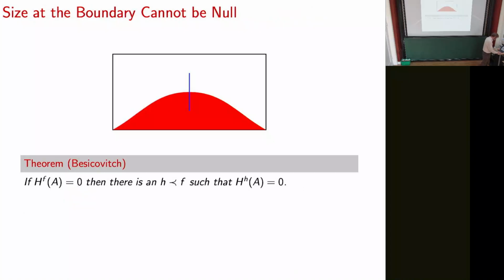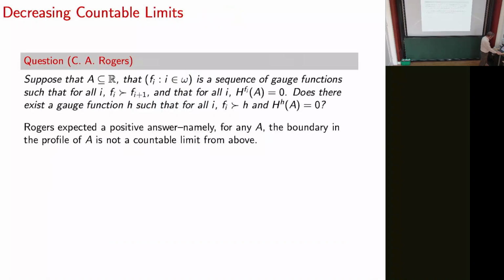Okay, so all right, if the measure is 0 for A, then F doesn't pick out a point on the boundary of the gauge profile for A. In fact, F is in the white region. It's separated from the red region. Okay. Besicovitch's argument is a fairly elementary argument. It's short.